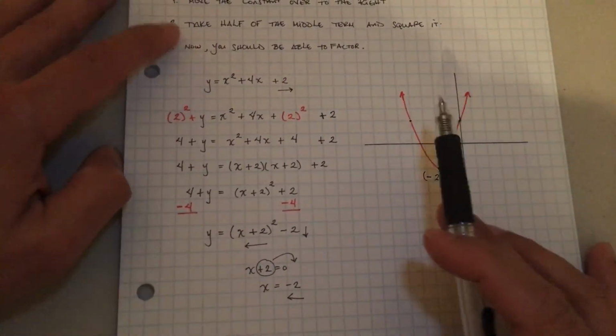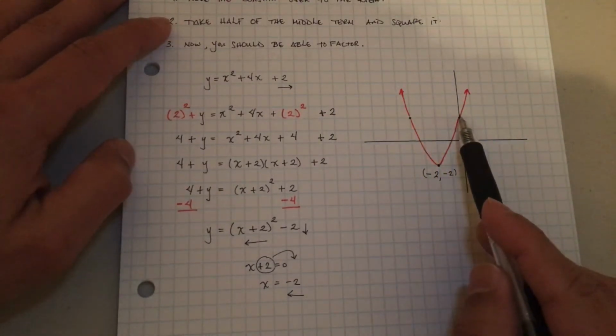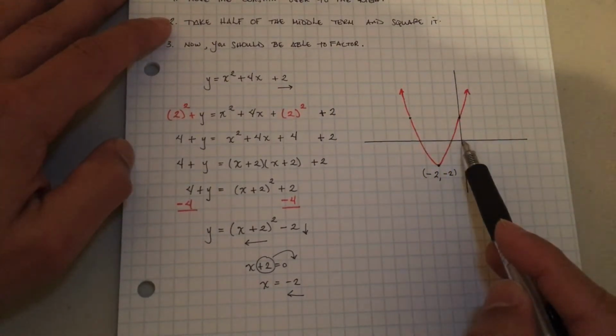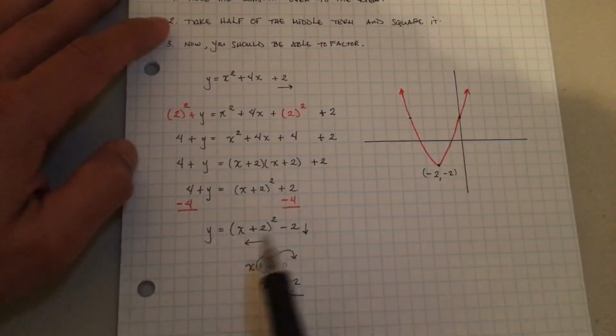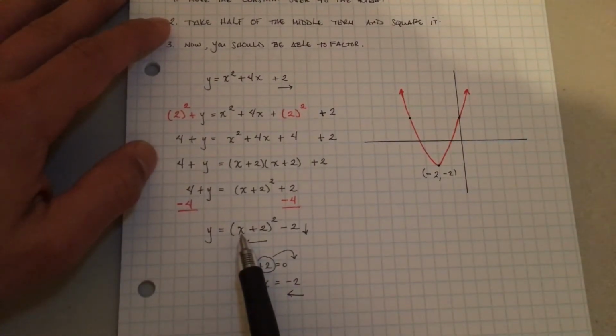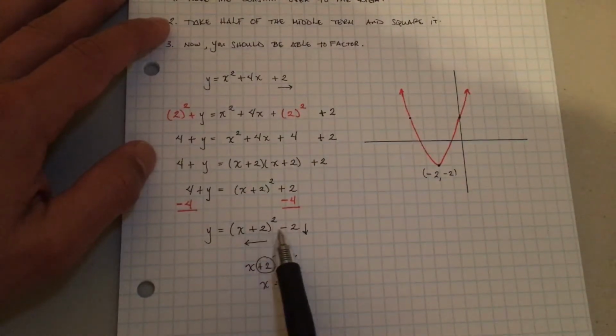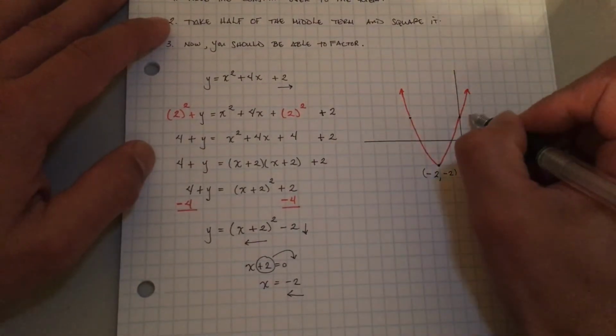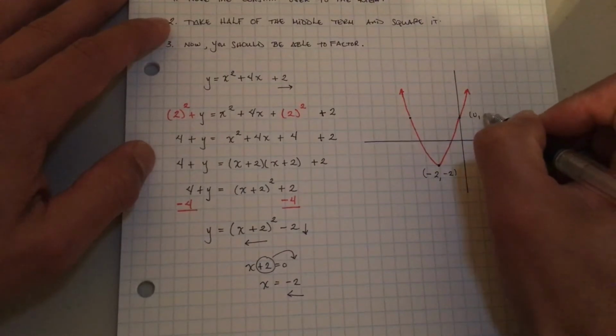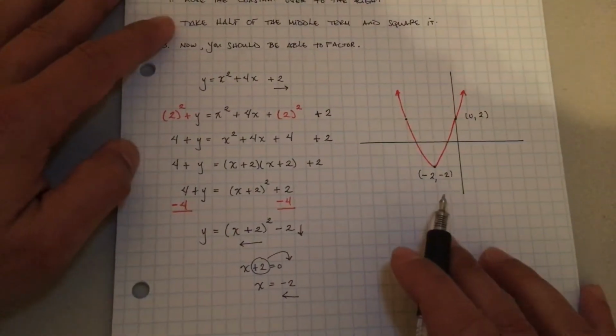Okay. And how did I get this point? ¿Cómo agarré este punto? Well, this is x equals 0. Este es x igual a 0. So if I plug in 0 into my x, I get 0 plus 2 is 2. 2 squared is 4. 4 minus 2 is 2. So then when I plugged in 0 into the x, I got 2. And that's how I graphed it.